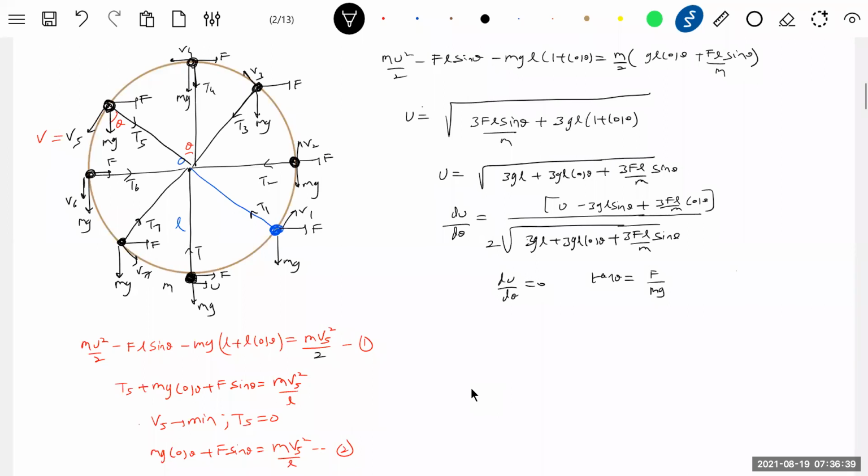Okay, now after this, bring the sin theta and cos theta, substitute there, and you'll get that u minimum. Please solve this. I'll go for one more.